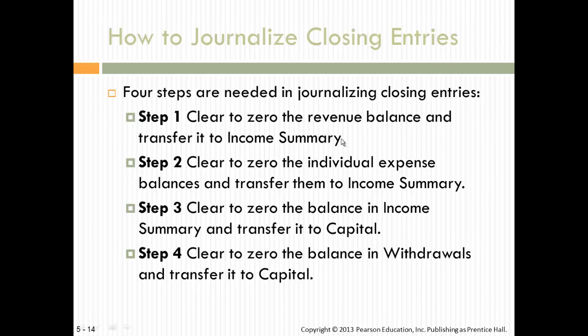The income summary is not an account per se in your books, it's a holding area. Then you clear to zero your expenses. Then you clear to zero the balance in the income summary and transfer it to capital. So first you put the revenue in income summary, then you net the expense through, and the net of that, which is net income, goes to capital.